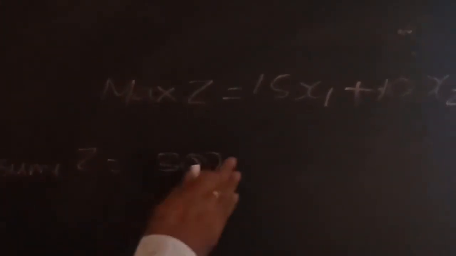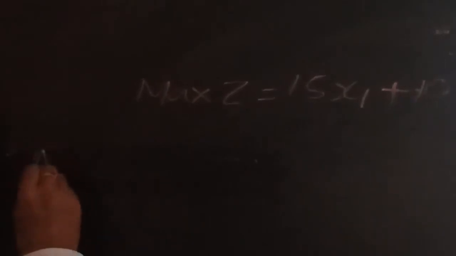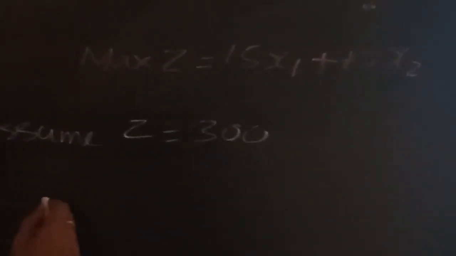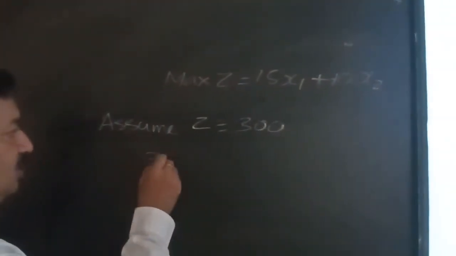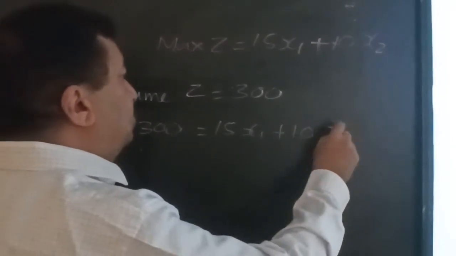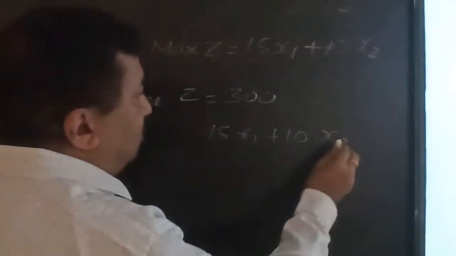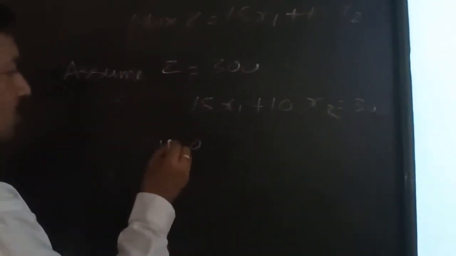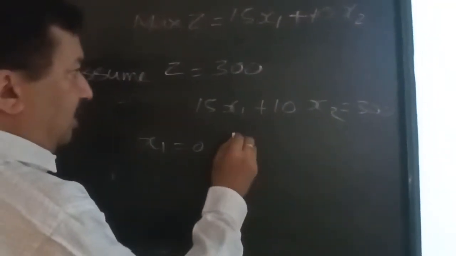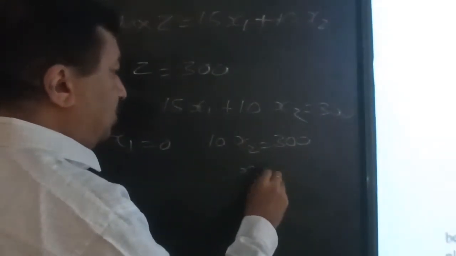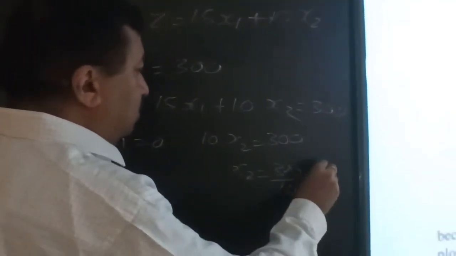Maximize Z equal to 15x1 plus 10x2, the equation we have taken. Assume Z equal to 300 for example. If that is the case, then what is the equation? Our equation becomes 300 is equal to 15x1 plus 10x2, or 15x1 plus 10x2 is equal to 300. That's our equation. Put x1 equal to 0. Then 10x2 is equal to 300 and x2 is equal to 300 by 10 equal to 30.